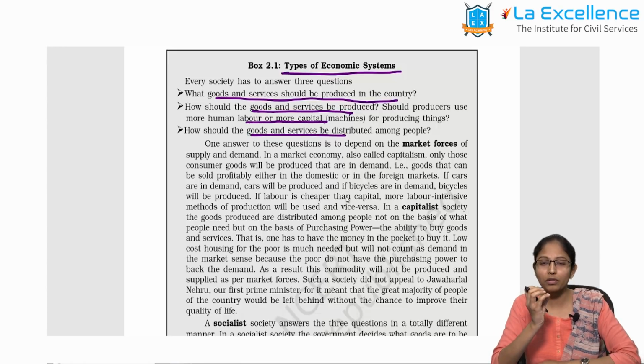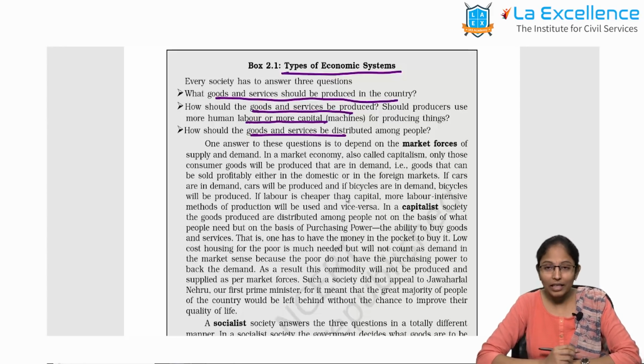1. How many goods are to be produced? 2. In which way to produce? 3. How to distribute the produced goods and services? Here, there are majorly three types of economic models.